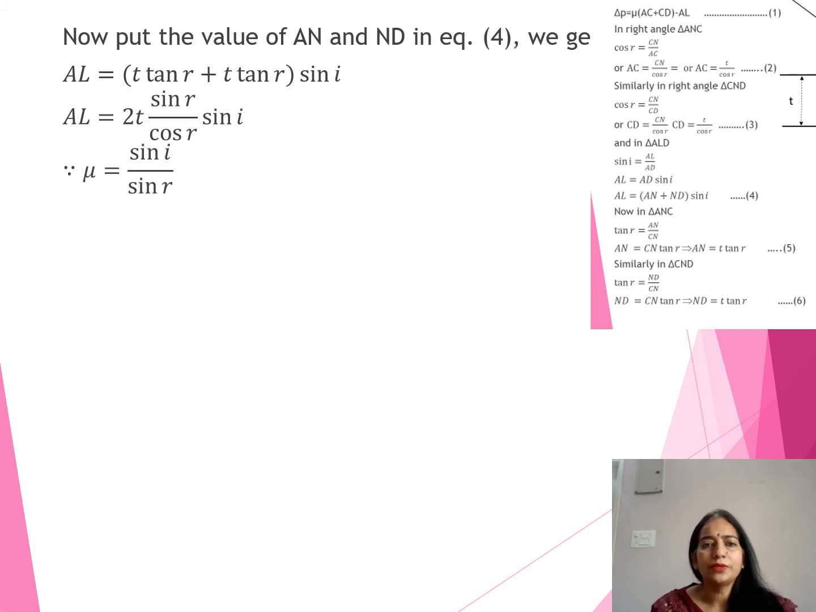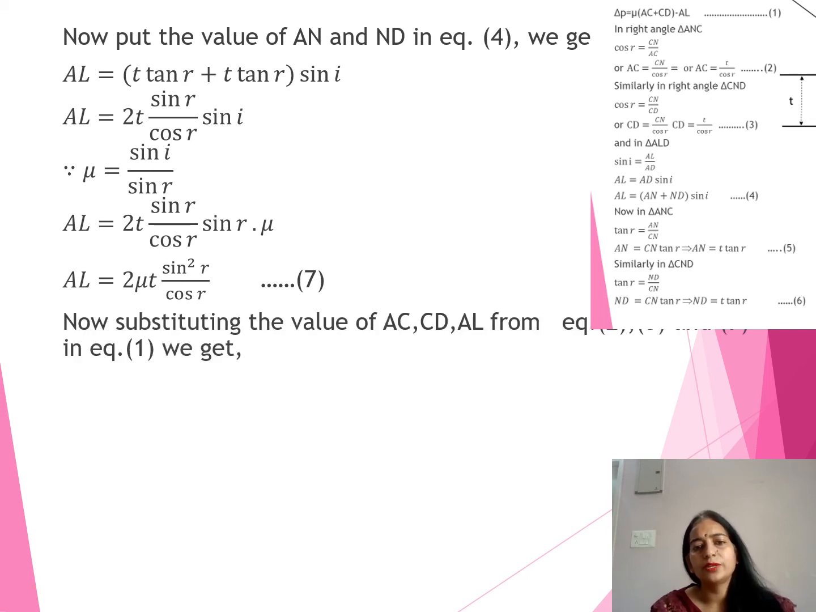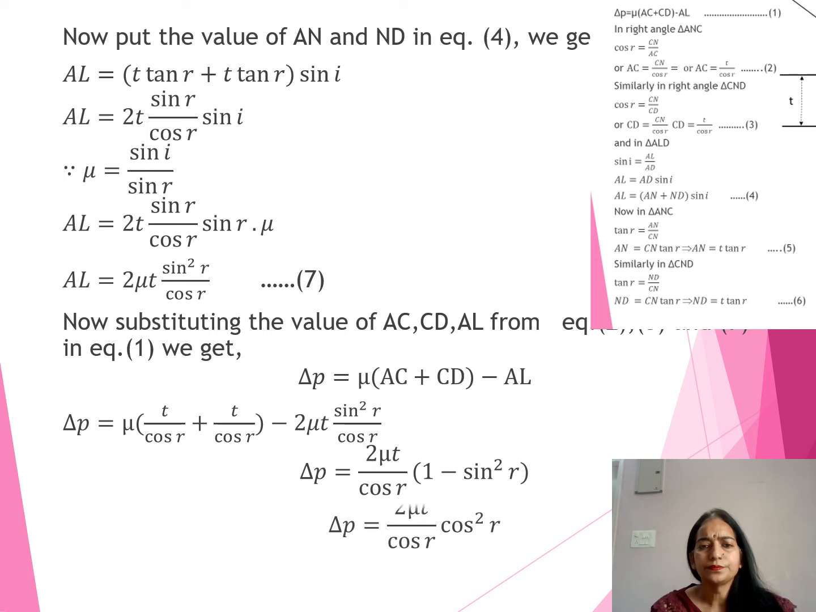So AL equal to T tan R plus T tan R, times sin I, or AL equal to 2T sin R upon cos R for tan, and mu equal to sin I upon sin R. So this equation becomes AL equal to 2 mu T sin square R upon cos R. Put the values of AL, AC and CD in equation 1. So path difference becomes 2 mu T cos R.